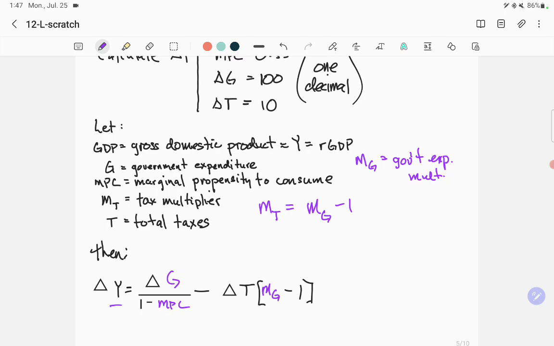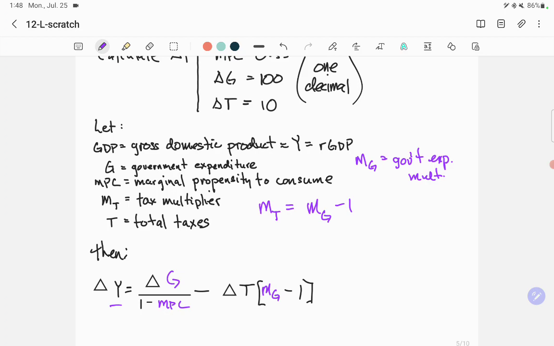A little bit different. All of a sudden, wait a minute. Let me ask you a question. I'm confused, Professor. What's the sign on the tax multiplier? Less than zero. But delta T times the tax multiplier, that's not less than zero. How do you know?